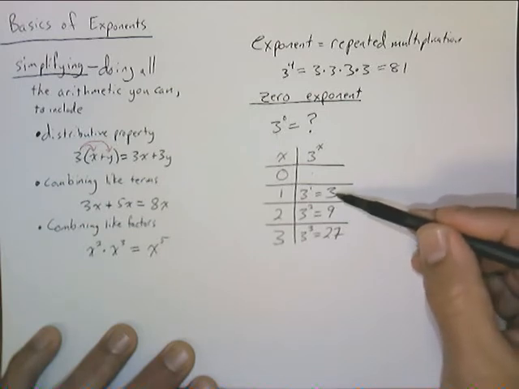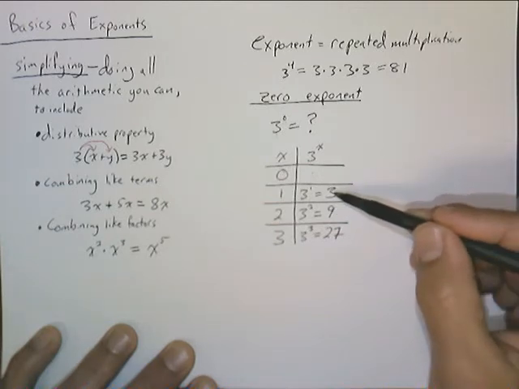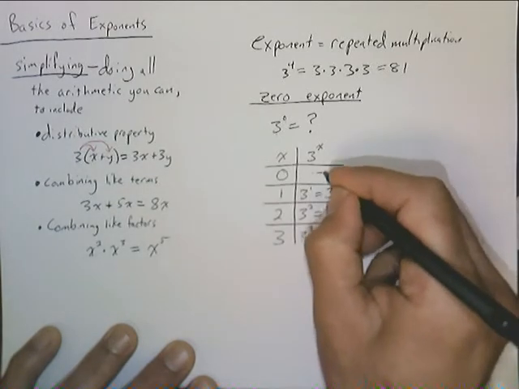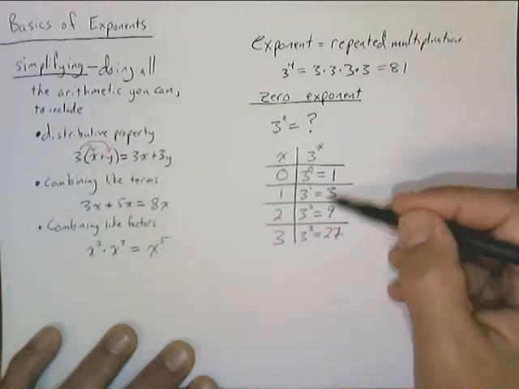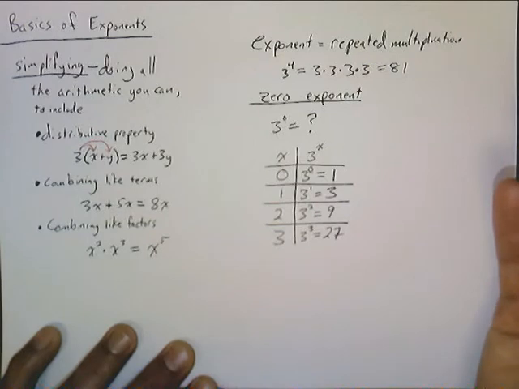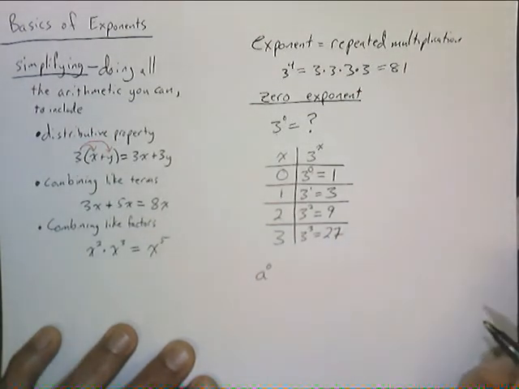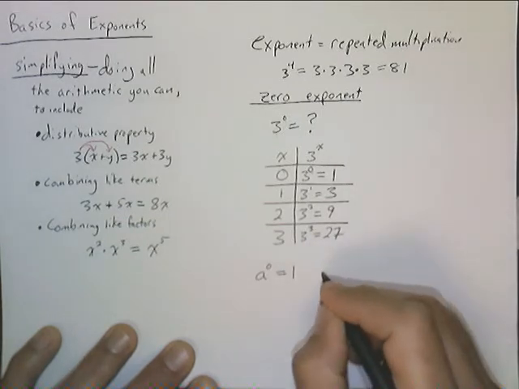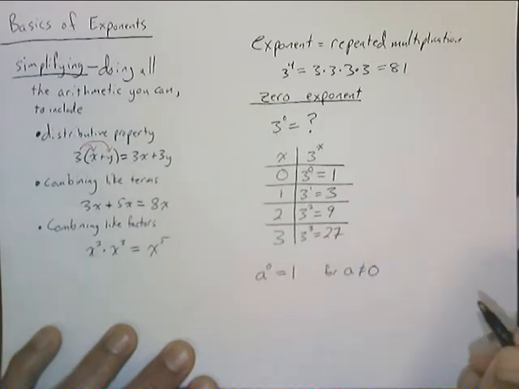If we continue that pattern, 27 divided by 3 is 9, 9 divided by 3 is 3, 3 divided by 3 would be 1. So 3 to the power of 0 should be 1. I mean, that's the only thing that really makes sense there. And that's how we're going to define it: a to the power of 0, for any real number a, is always equal to 1. And that's for any real number except 0.